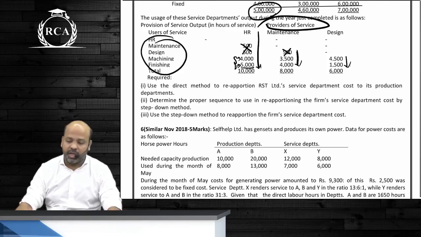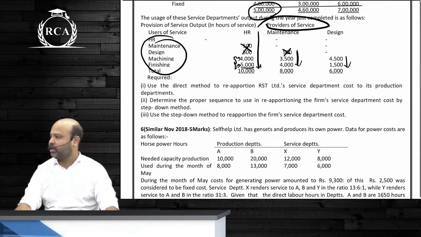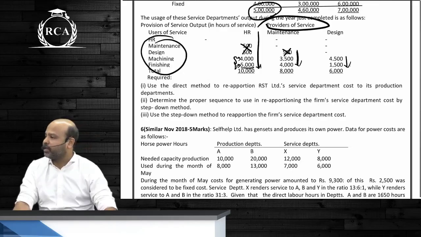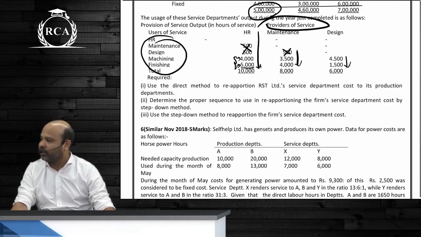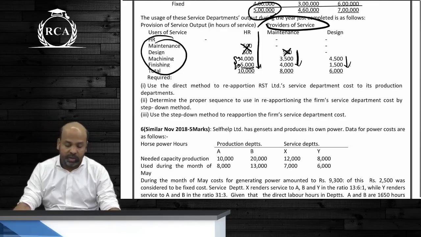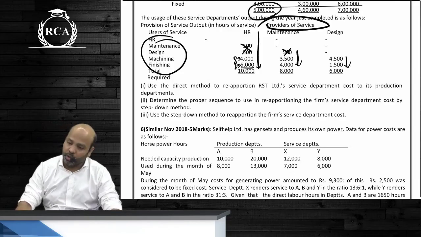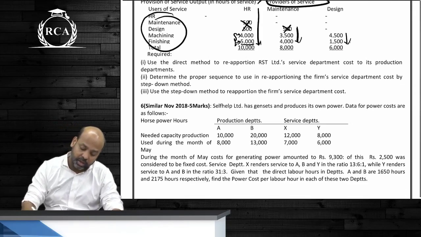HR is rendering service to the other service departments, maintenance and design as well. Then the next service department, beta, would be maintenance. Finally, beta, you will reapportion design. Design will be reapportioned only to production departments. That will be the sequence.